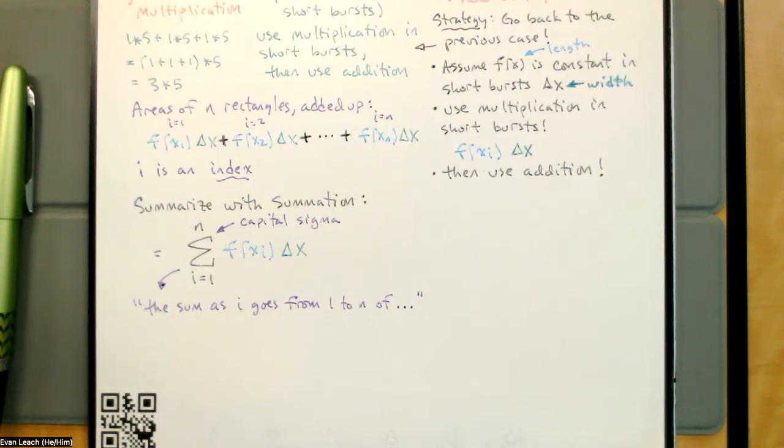It's important that we see that f at xi is the length, delta x is a width. So that expression, f at xi delta x, is an area. And we're just adding up all the areas. Any questions? Lot going on because it's new notation.